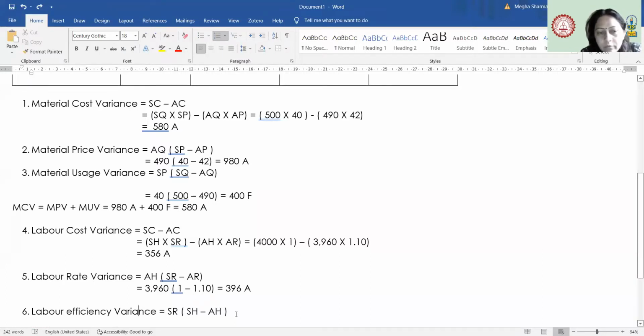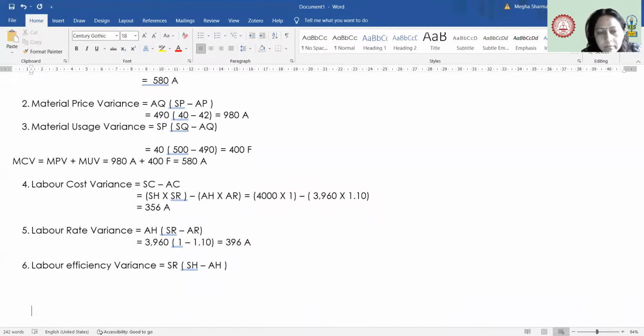Place the value in your formula. Standard rate is how much? 1. Standard hour is how much? 4,000. Actual hour is how much? 3,960. So how much you will get? 40. Favorable. Yes, how much? Ma'am, 40 favorable. Yes, 40 favorable. So this is your labor efficiency variance.